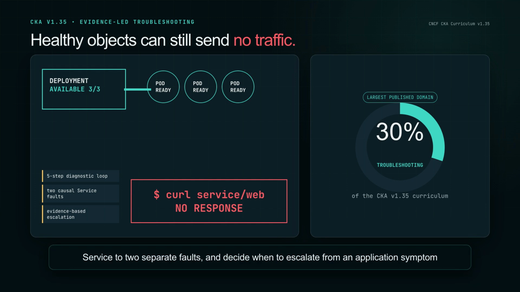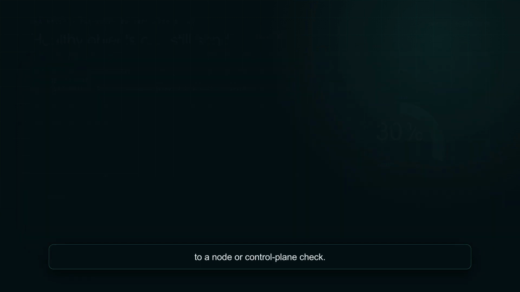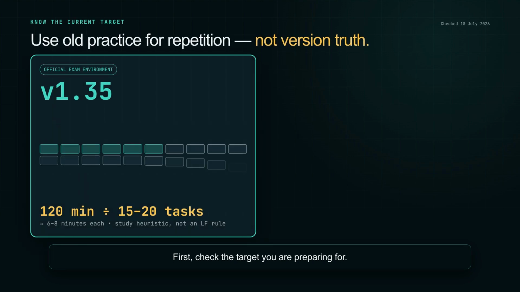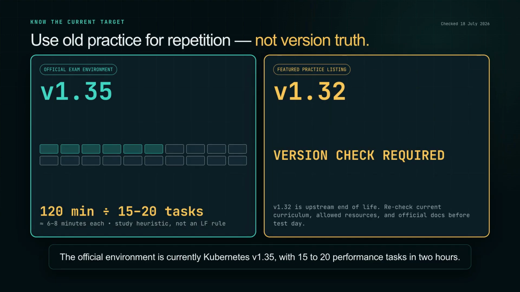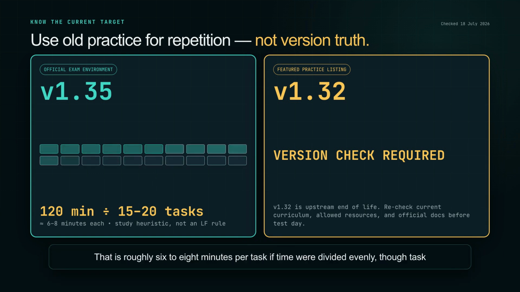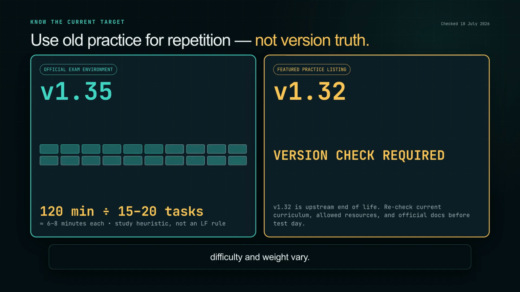Trace a broken service to 2 separate faults, and decide when to escalate from an application symptom to a node or control plane check. First, check the target you are preparing for. The official environment is currently Kubernetes v1.35, with 15 to 20 performance tasks in 2 hours. That is roughly 6 to 8 minutes per task if time were divided evenly, though task difficulty and weight vary.